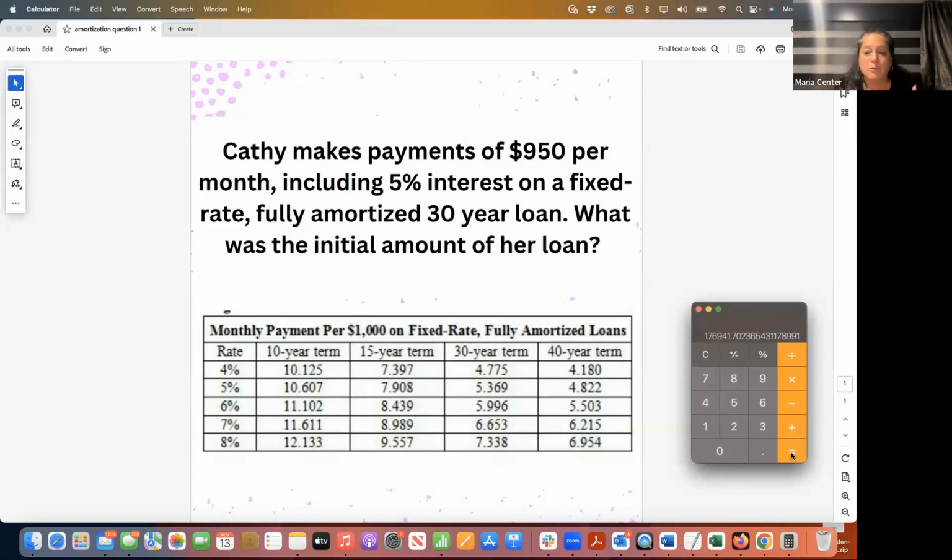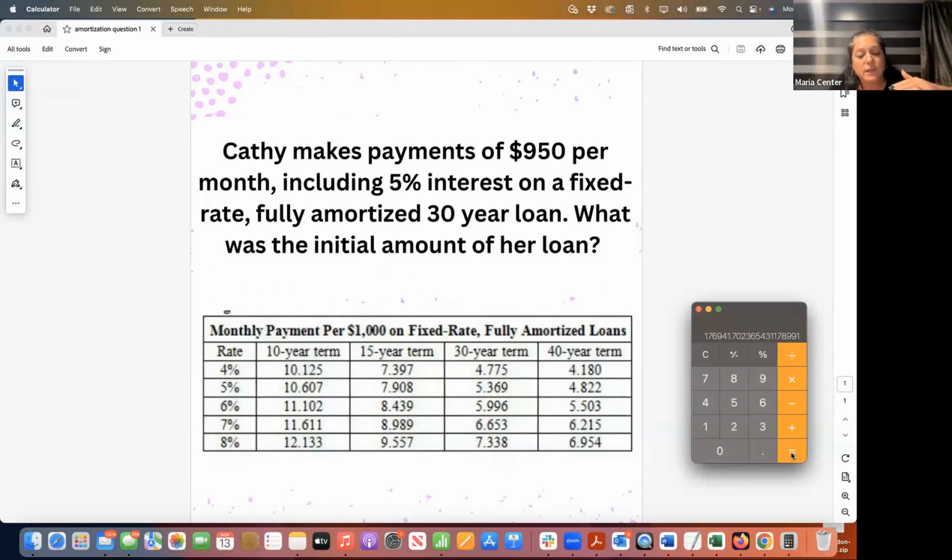So we're going to explain it one more time because a couple people asked me to, but I'm going to go through it fast and furious so Candace can do her side of it. So what we do is we get our question. We say Kathy makes payments of $950 per month. That includes 5% interest on a fixed rate, fully amortized 30-year loan. What was the initial amount of her loan?